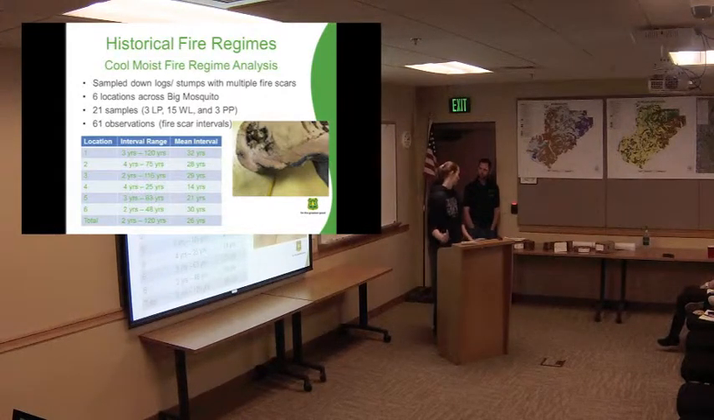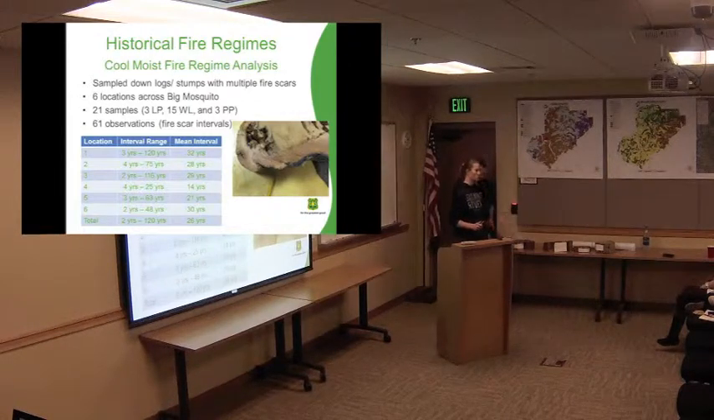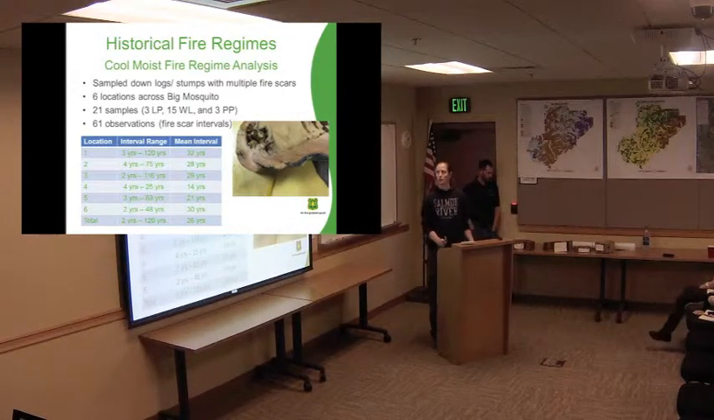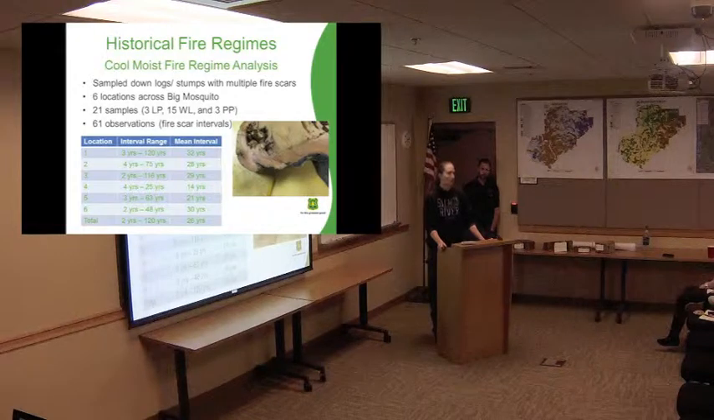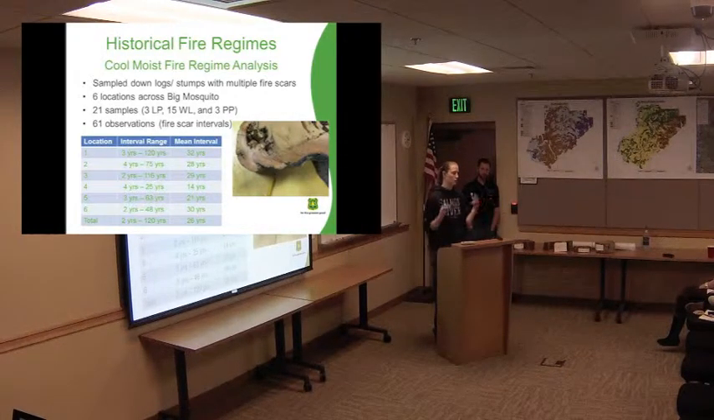We cut out rounds, basically, and there's a couple up here as an example if people are interested, and looked at the fire scars. We looked at 6 locations across the Big Mosquito Project. We took 21 samples that we actually used in this analysis, which added up to be 61 observations. And an observation is the number of years between 2 fire scars. What we came up with is a range of fire return intervals from 2 years to 120 years, with an average of about 26 years. So basically what we found was that fire occurred much more frequently on this landscape than what the literature was saying.